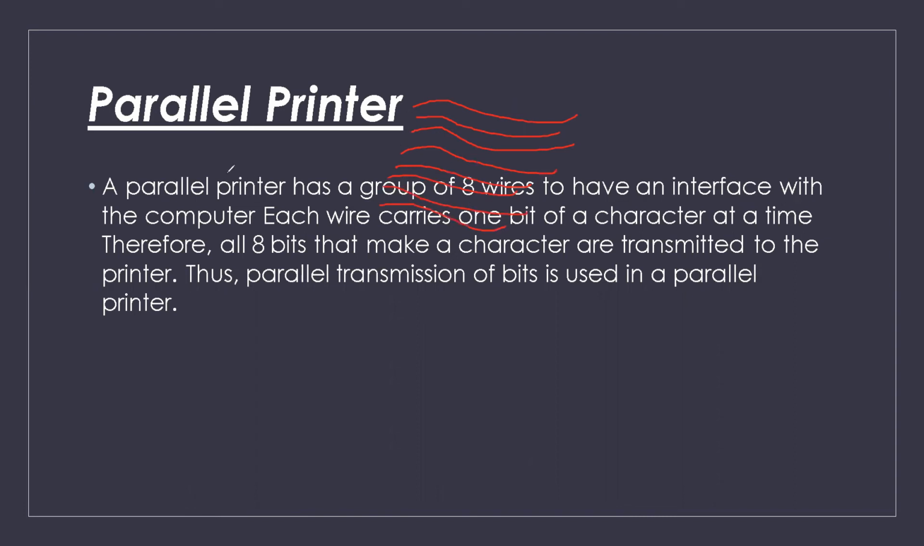Whenever you try to print a character, each character is of how many bits? 8 bits. So all the 8 bits will be transmitted at a time, one on each wire. Okay. Clear with that? So this is how the parallel printer works.